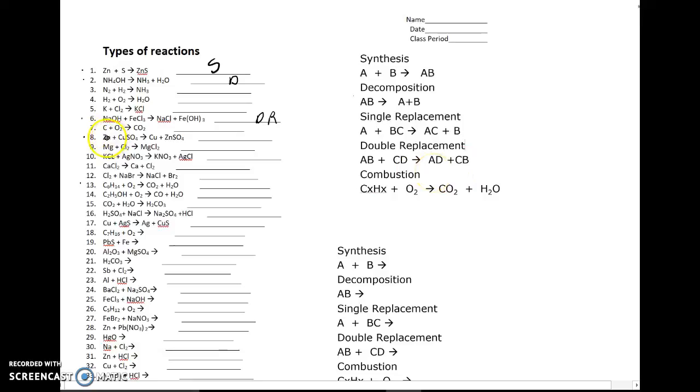Down here, number 8, I have an element and a compound reacting to form a compound and an element. And the element that's by itself has replaced one of the elements that is in the compound. Here, the zinc has replaced the copper. Now the zinc is in the compound. That's the exact same thing I see happening over here. Element, compound. The element that's by itself replaces the element in the compound. So that is a single replacement reaction.